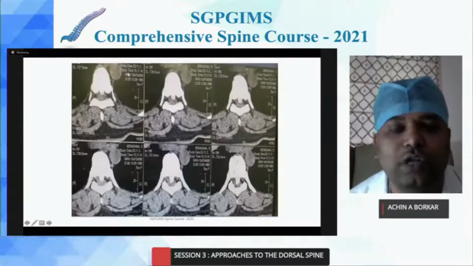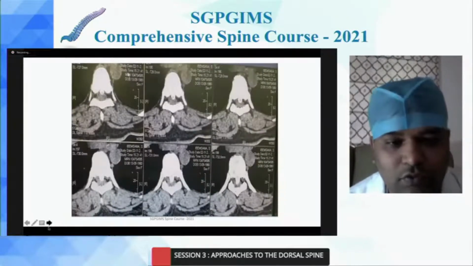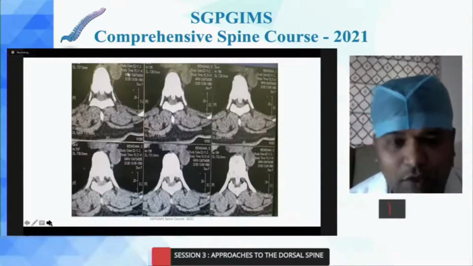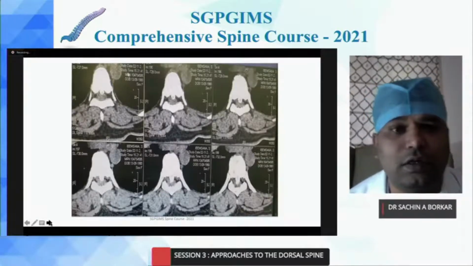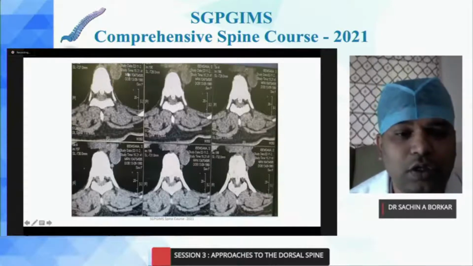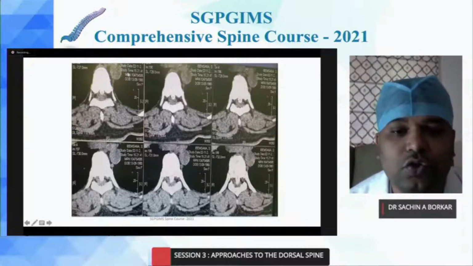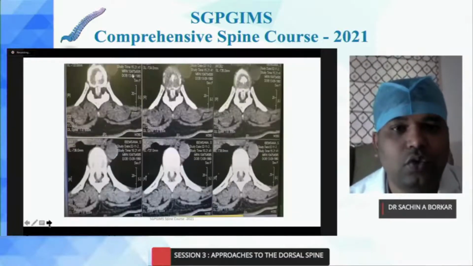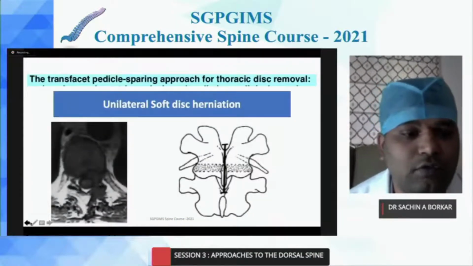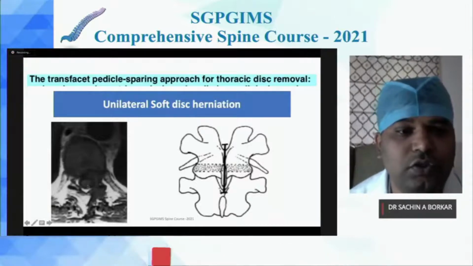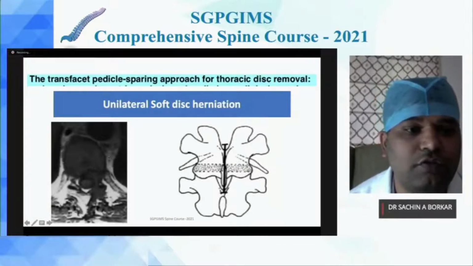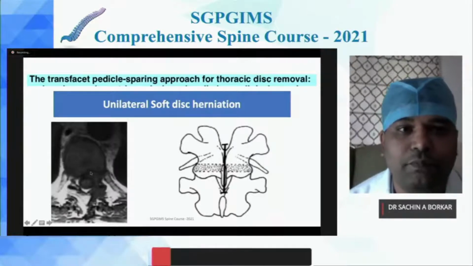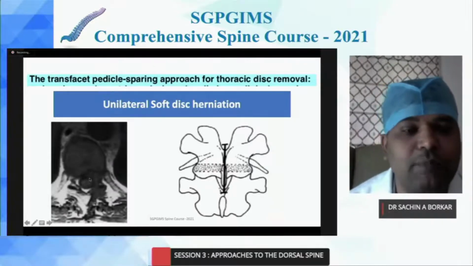The cord is actually hinged. These patients present with a variety of symptoms, right from myelopathy, and they are difficult to treat because the cord is actually hinged over a dense calcified disc. So what will be done for all these cases is, if it's a unilateral soft disc herniation, there is a transfacetal pedicle-sparing approach which has been described.